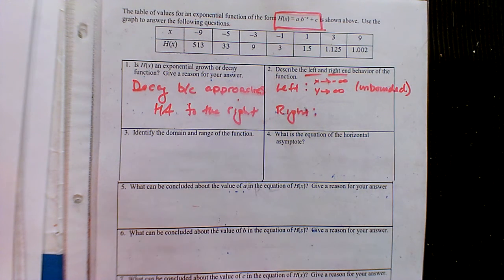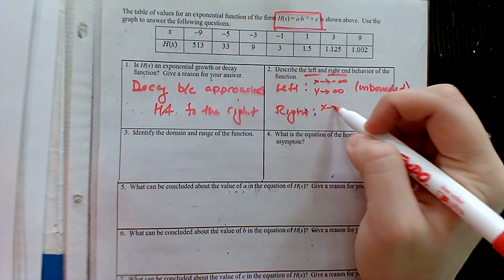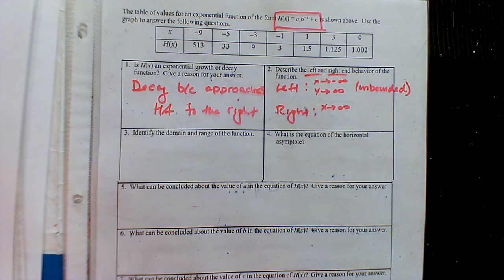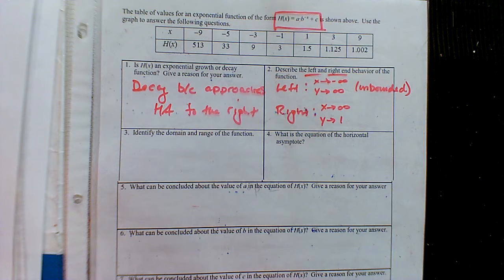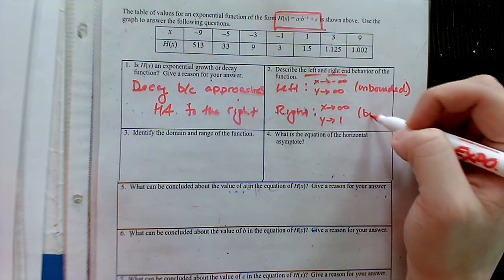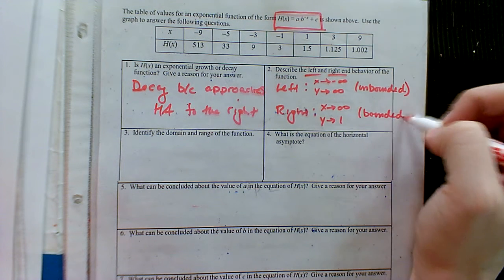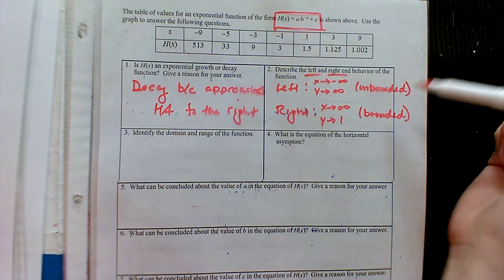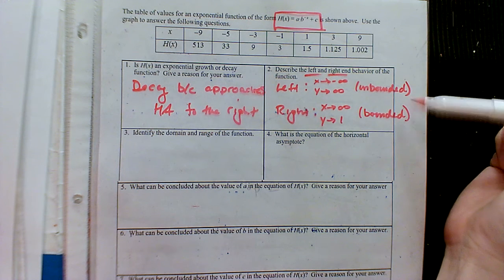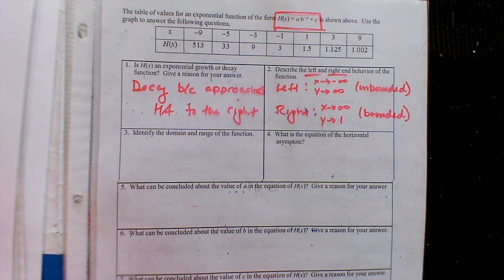What about on the right side? As x approaches positive infinity, y is approaching 1, okay? This would be an example of bounded behavior. Bounded because you are trapped, okay? You are reaching some type of bound, specifically some type of asymptote. Okay, do those wordings or classifications make sense? If we were to see those words again, we would understand what they mean.